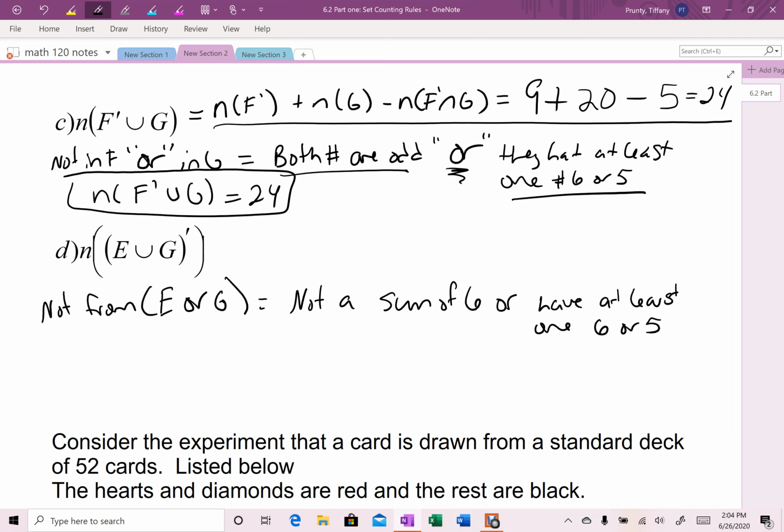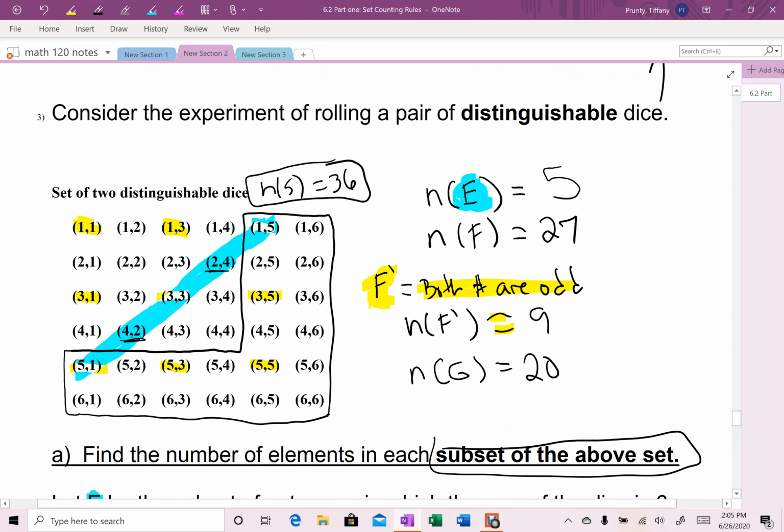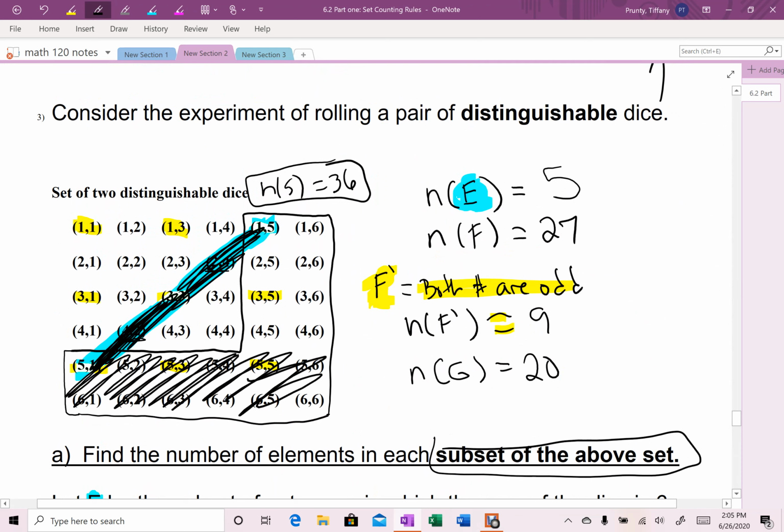I want to eliminate anything from set E and anything from set G, and everything else is what I'm looking for. I'm looking for everything that's not in E and everything that's not in G. And so basically I'm just going to cross a bunch of stuff out. All right, so I'm going to go back to my picture here. I don't want anything in E, so anything in this blue I don't want. I don't want anything in G, so nothing in this set G. I don't want anything there.